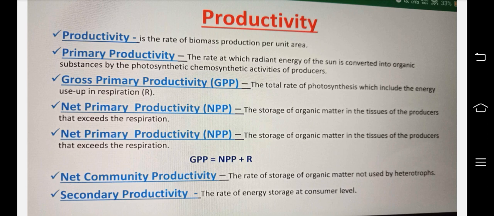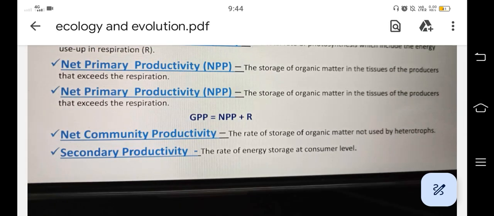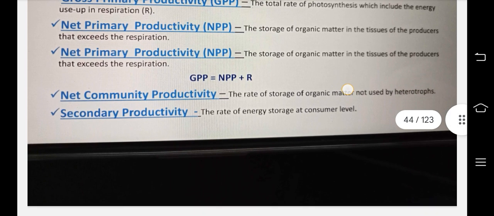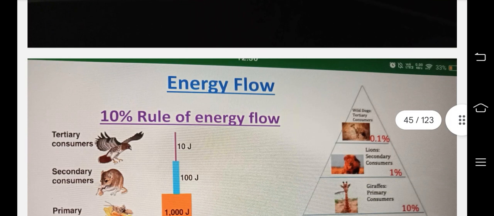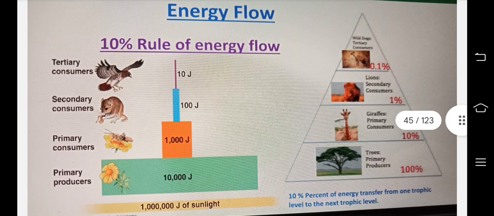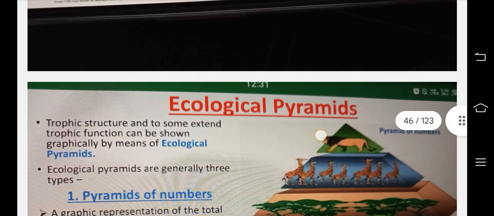Net primary productivity is the storage of organic matter in the tissues of the producers that exceeds respiration. GPP is equal to NPP plus R. Net community productivity is the organic matter not used by the heterotrophs. Secondary productivity is the rate of energy stored at the consumer level. Energy flow follows the 10% law: 10% of energy is transferred from one trophic level to the next trophic level.